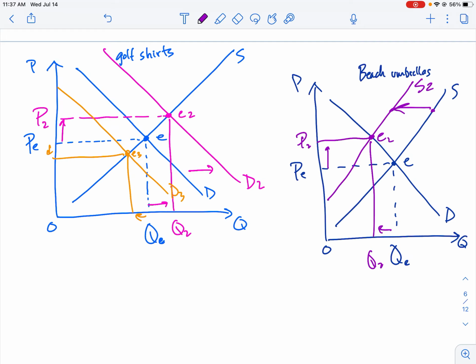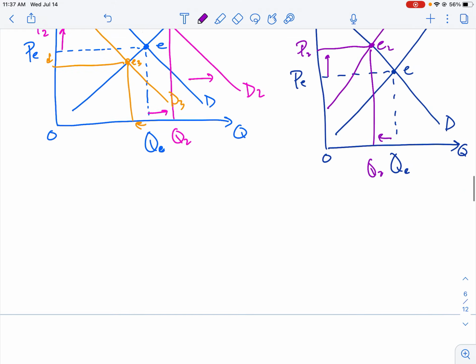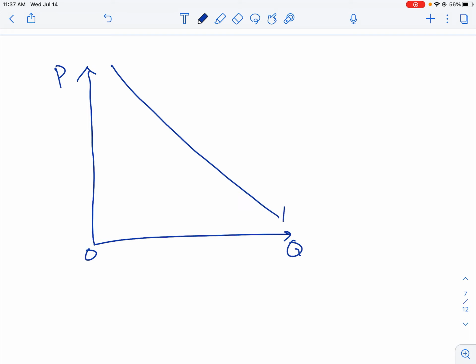And of course, we could do an example where the supply shifts to the right. Those are all your basic examples. And then what happens if a couple things shift at the same time? Well, you just have to shift both of them and then look at the end result.